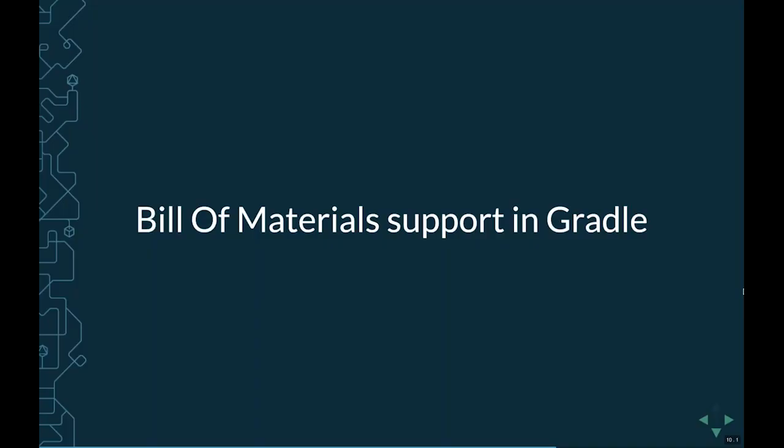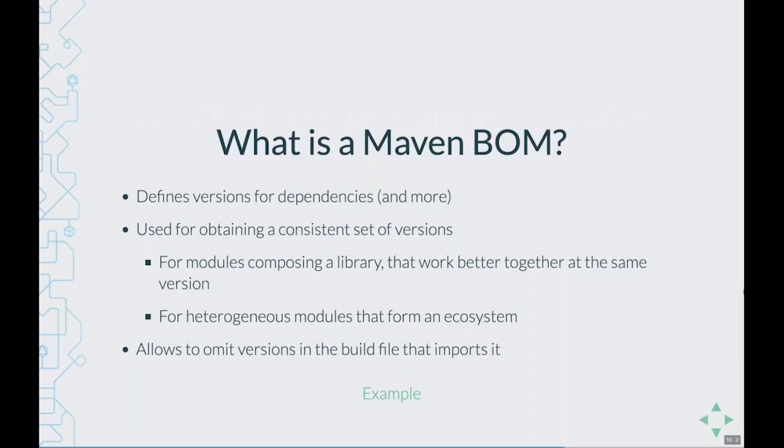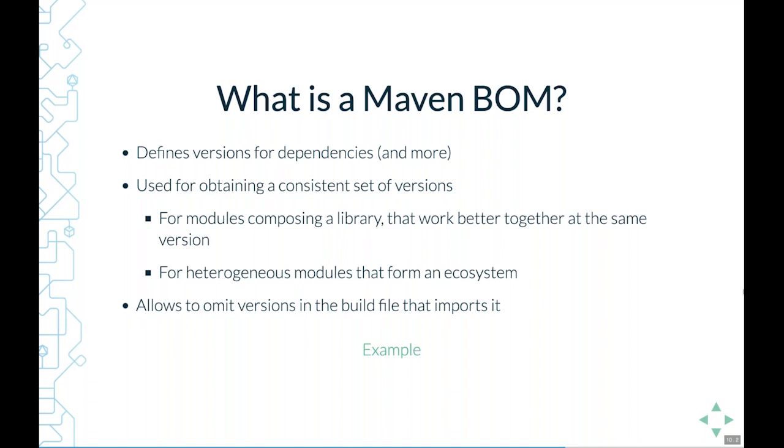So let's move on to the bill of materials support. A quick recap, that's a concept coming from the Maven metadata. It's mostly used for defining versions of dependencies. In the Maven world, it actually also allows you to define version and even shared configuration of plugins. But here in this context, and in the way Gradle consumes it, we're limiting it to the version of dependencies.